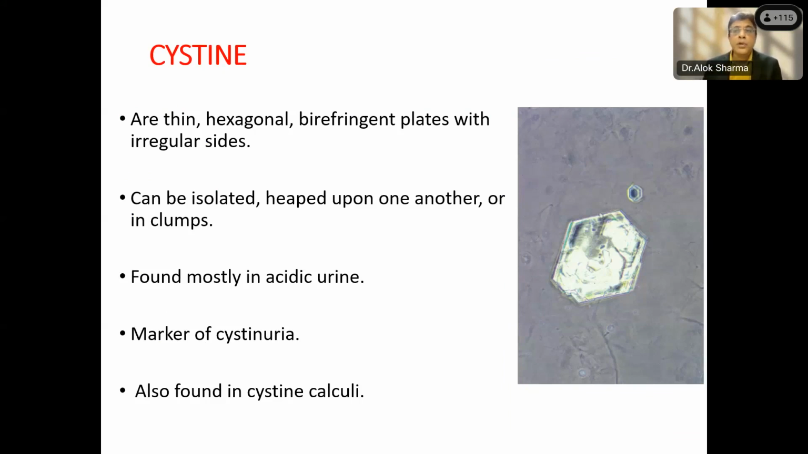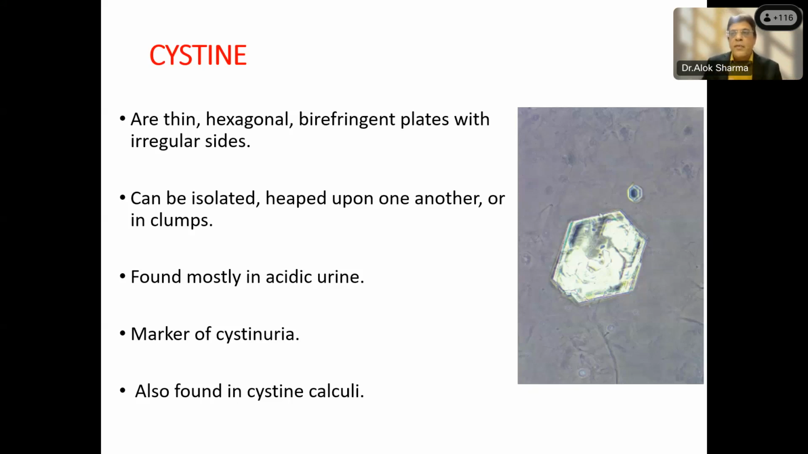Cystine is one of the most dramatically visualized crystals in urine. As you can see in the picture, it is a thin hexagonal, and unfortunately these are birefringent. Not difficult to find them. They are easily identified. Sometimes they are isolated, and sometimes they form large clusters, so they just heap upon one another. Once they are heaped up, it becomes slightly difficult to identify, so you go around and see if any isolated forms are there. Then you can identify these crystals.